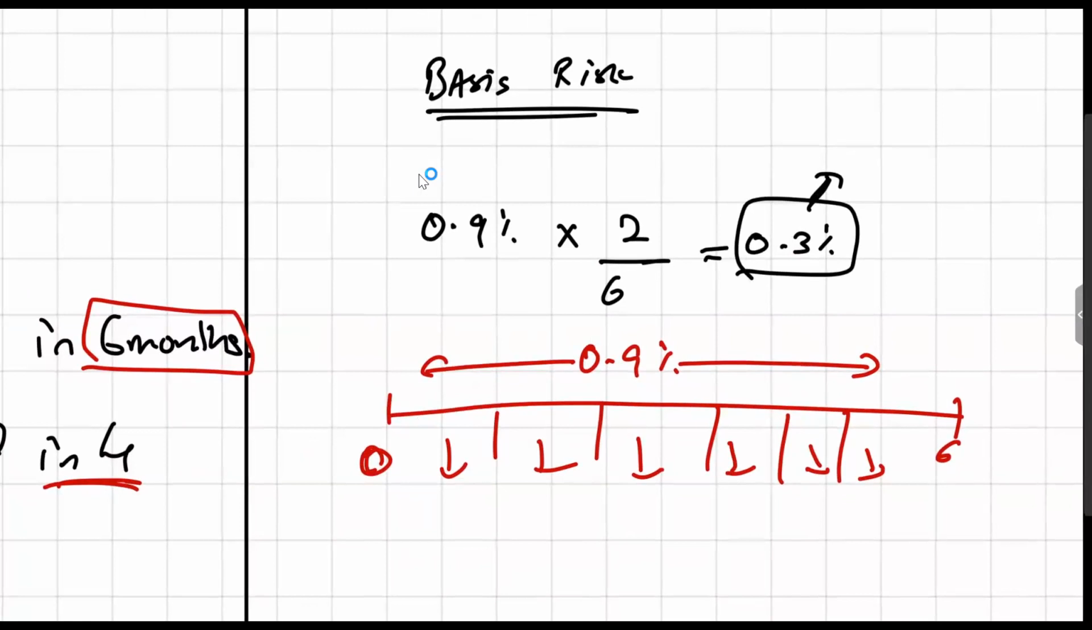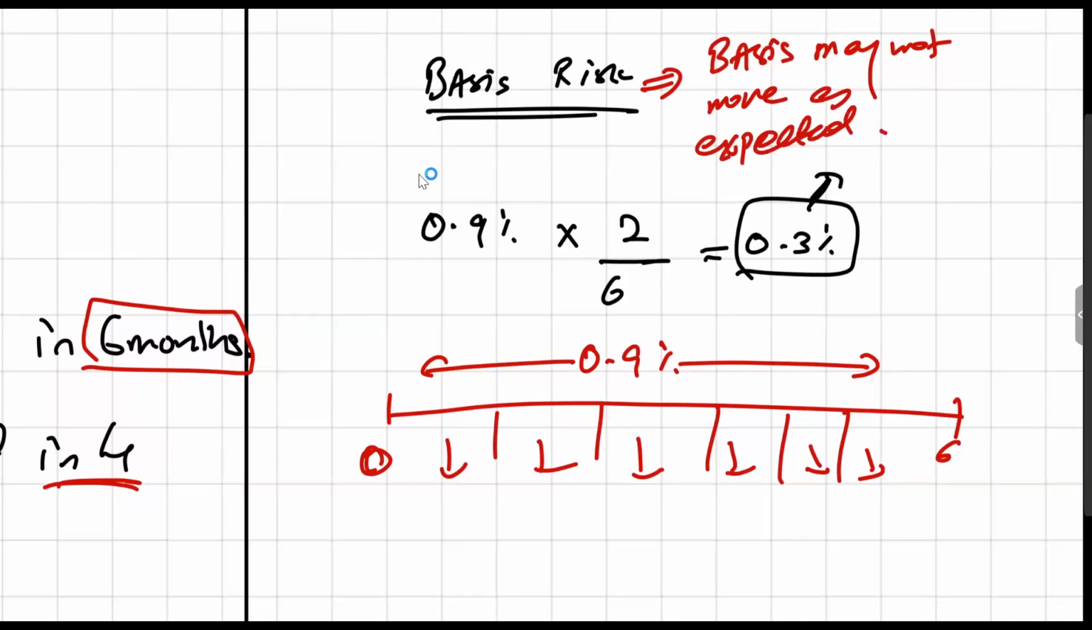But the basis risk is actually the concept that the basis may not move as expected. You have made the calculation thinking that after 4 months, the remaining basis would be 0.3. So this is what the difference would be between the spot rate and the price of the interest rate future. But in practice, in reality, this is not the case. In reality, it is going to be something else. So the concept of basis risk is that we don't know what it is going to be. You get my point. So this is what it is.